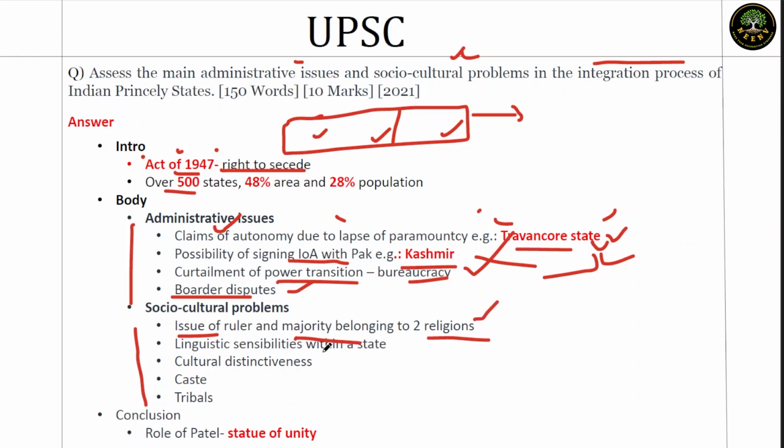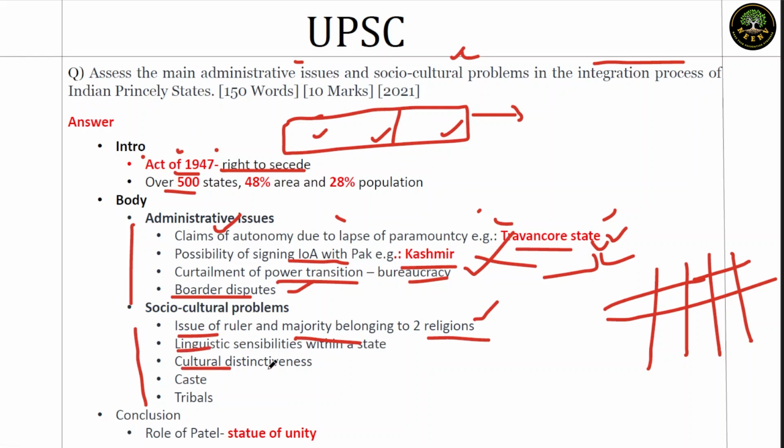Then linguistic sensibility within the state. This is also a period when we have to form new states. So initially we divided our states into Part A, B, C and D. But within this, the grouping will have issues with respect to language. So that has to be accommodated.